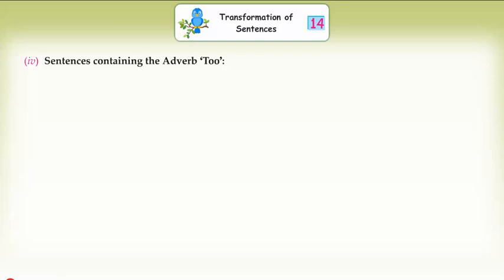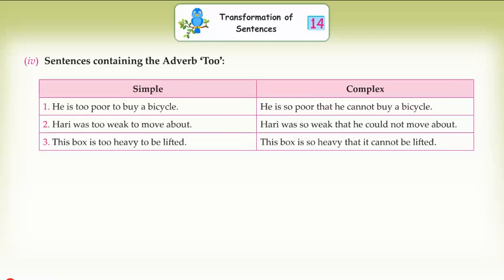4. Sentences containing the adverb too. Simple, complex. 1. He is too poor to buy a bicycle. He is so poor that he cannot buy a bicycle. 2. Hari was too weak to move about. Hari was so weak that he could not move about. 3. This box is too heavy to be lifted. This box is so heavy that it cannot be lifted.